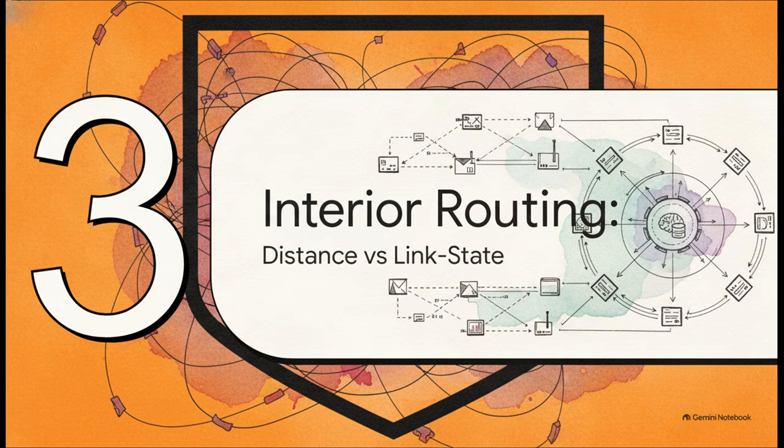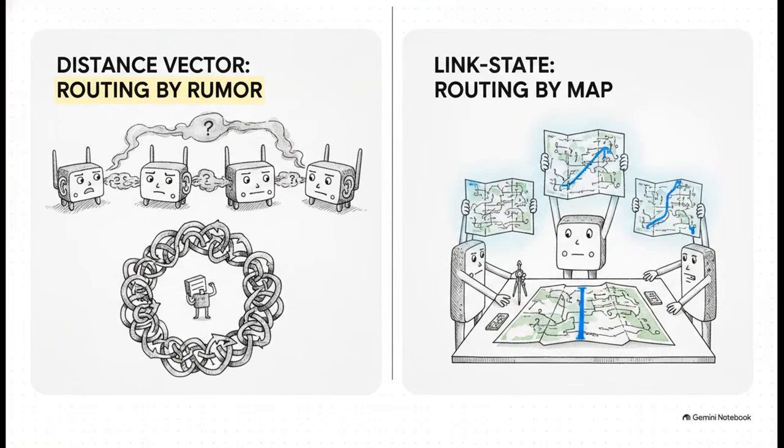Section 3. Interior routing. The IGPs. All right, now that we have our vocabulary down, let's talk about our interior routing tools, also known as IGPs, or Interior Gateway Protocols. These operate strictly inside your single autonomous system. When you're routing internally, you run into this fundamental divide: routing by rumor versus routing by map.